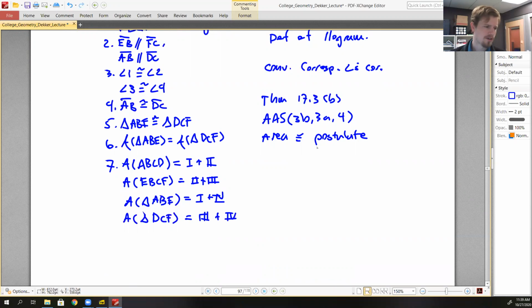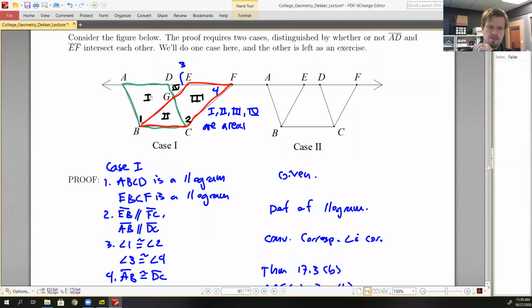And all of these are because of the area addition postulate. These are two polygonal regions that are unioned to give a new region. This region union that region gives our triangle. This region union that region gives our triangle. This region union that region gives our parallelogram. This region union that region gives us this parallelogram.